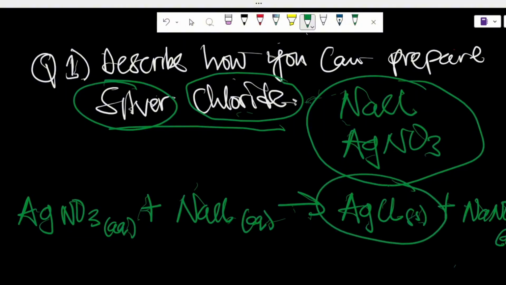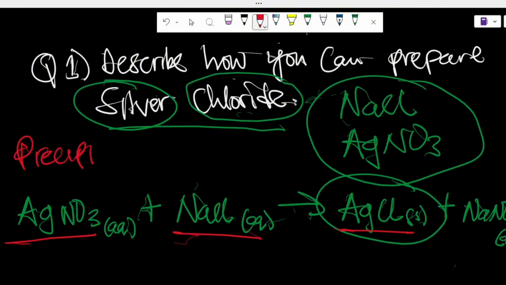Following the same steps, you make sure that you mix the two, that is mixing silver nitrate and sodium chloride together. And when you see that this precipitate has been formed, then you filter this precipitate and you wash it thoroughly, you dry it, and then you have what you need. So two solutions produce an insoluble salt. Usually when they ask you to state the name of this particular reaction, it is called precipitation reaction.